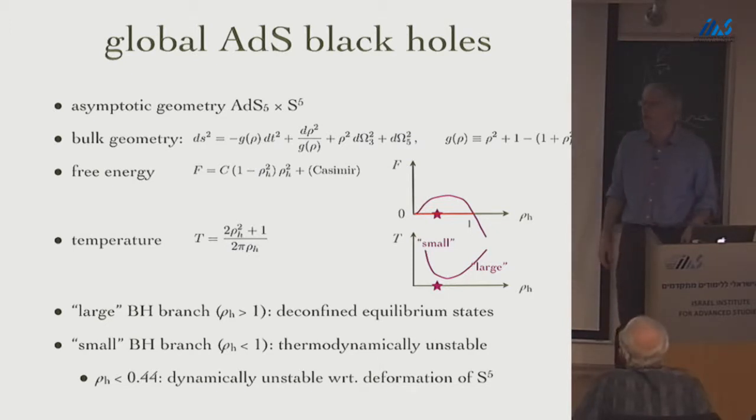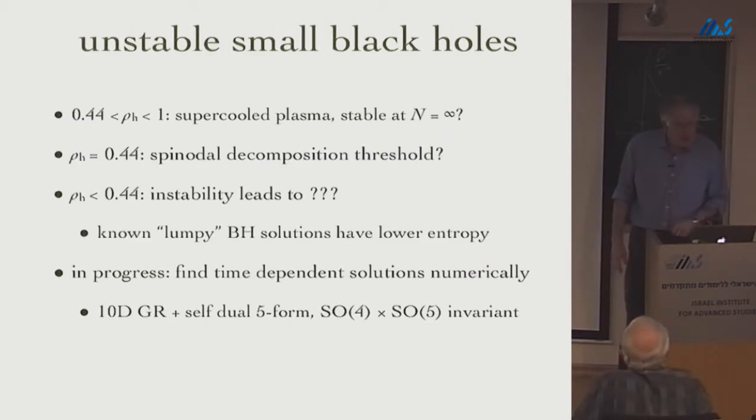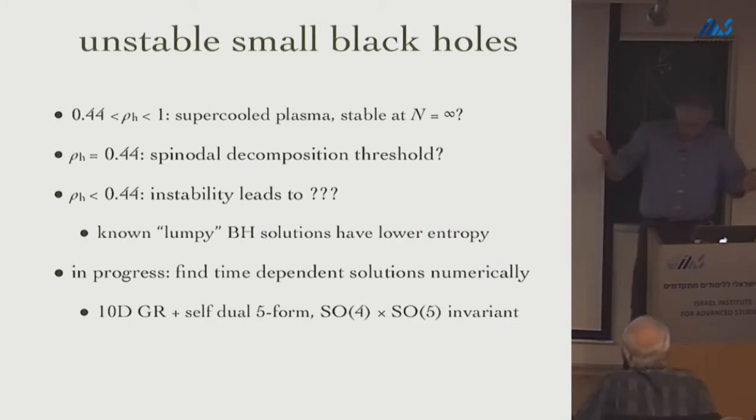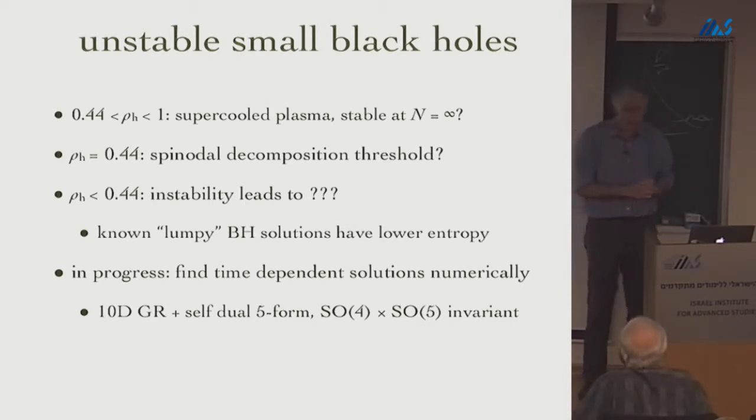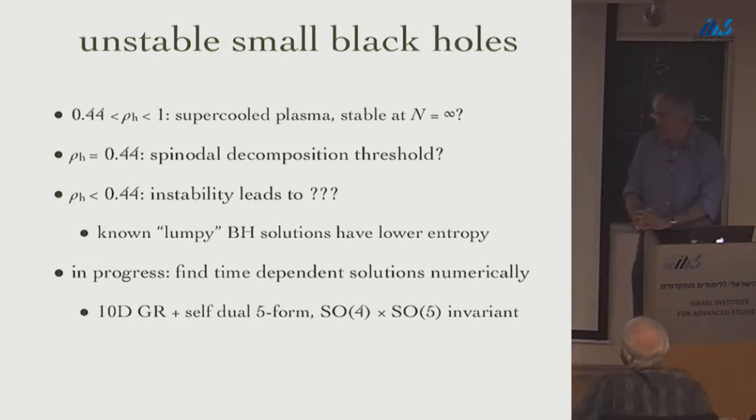Question, where does that instability go? This is not understood, to the best of my knowledge. Is it just a 10D black hole, a small 10D black hole? This is speculated to be true. So you imagine that what you're seeing is localization of that black hole, instead of having it smeared over the S5, that it eventually ends up being localized on the S5. There have been efforts to find such a solution.